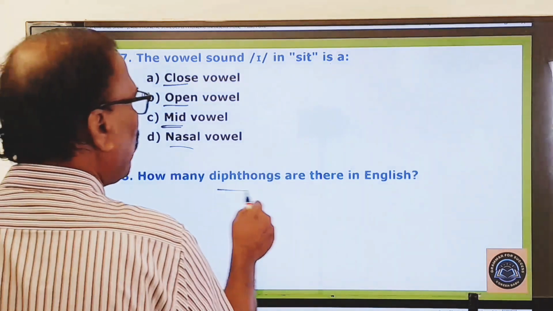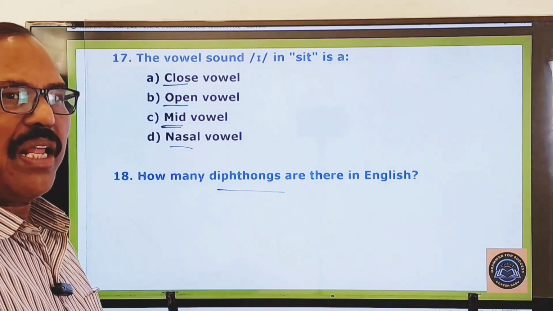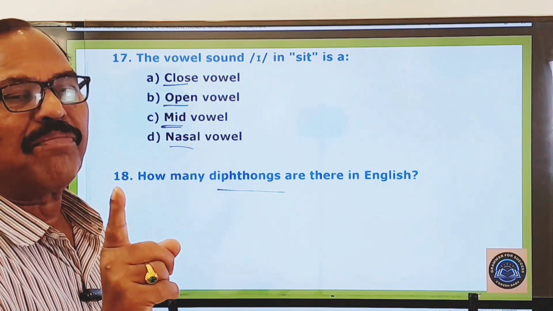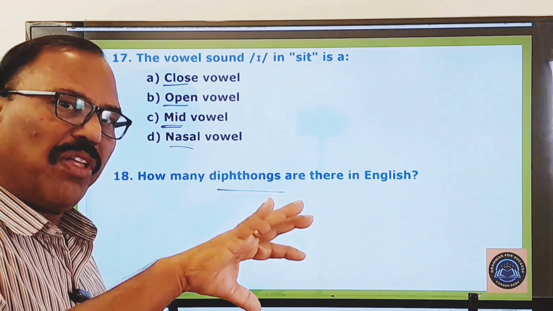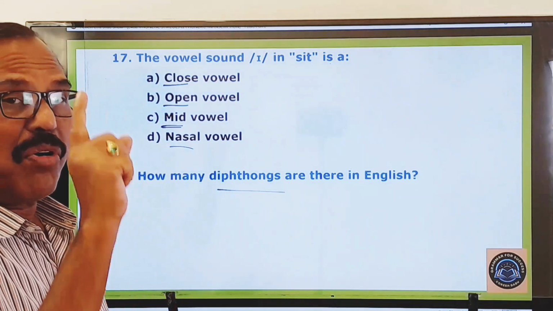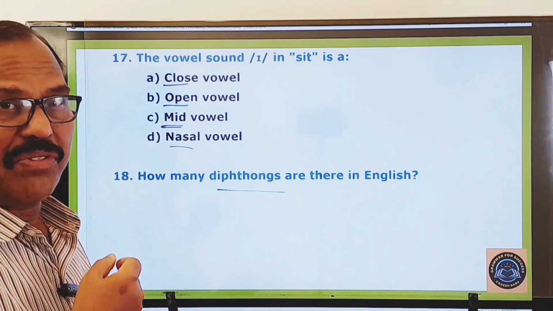How many diphthongs are there in English? Okay. When there is a question like how many vowels are there in the English language, you must immediately say 20. Don't say 12. 12 monophthongs and 8 diphthongs. All put together 20. The vowel sounds in the English language are only 20. Don't say 12.